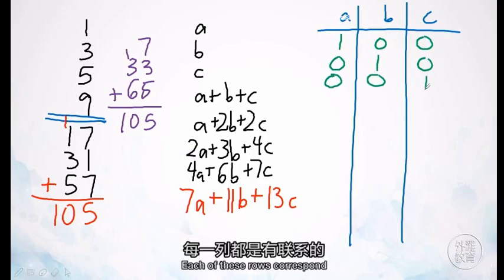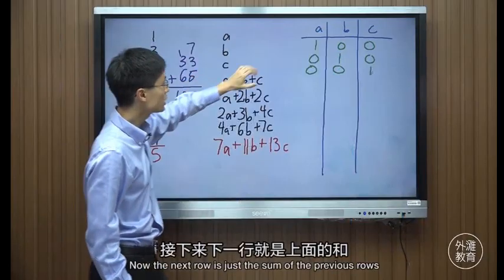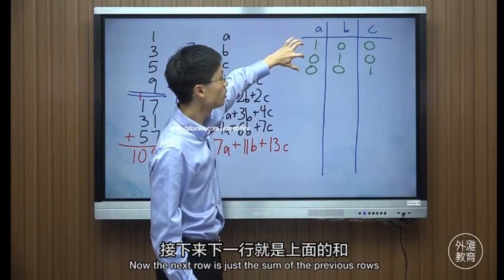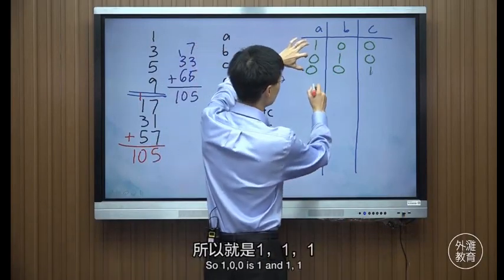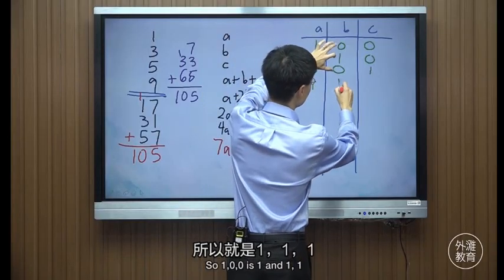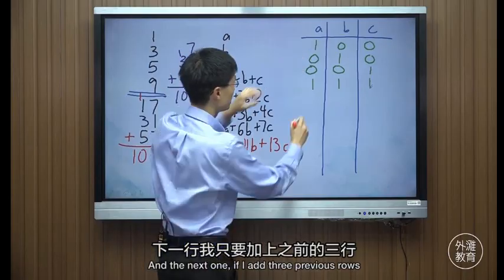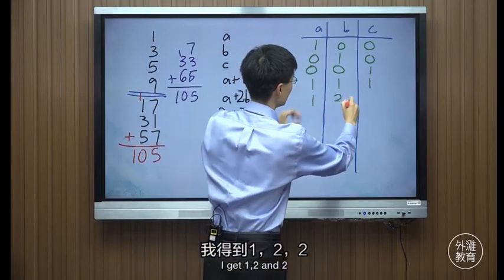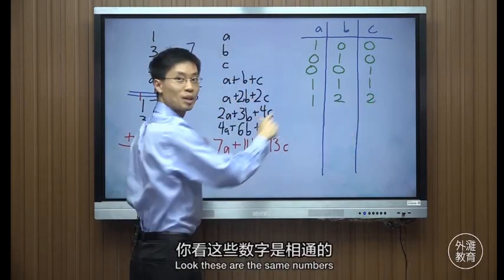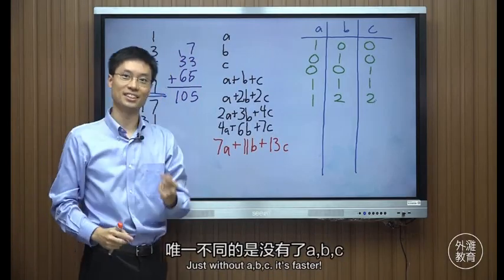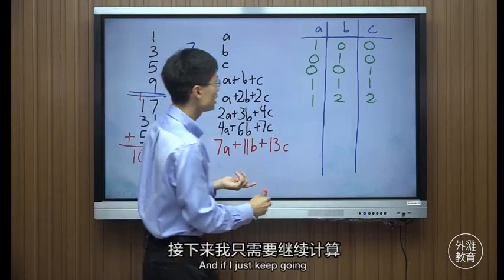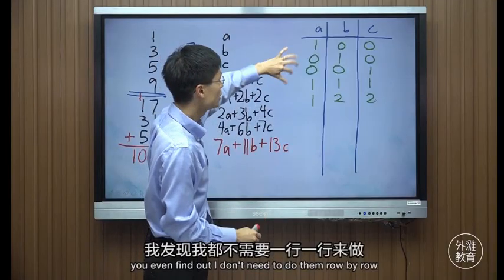Each of these rows corresponds. Now the next row is just the sum of the 3 previous rows. So 1, 0, 0 is 1, 1, and 1. And then the next one, if I add the 3 previous rows, I get 1, 2, and 2. Look, these are just the same numbers, just without A, B, C. It's faster.